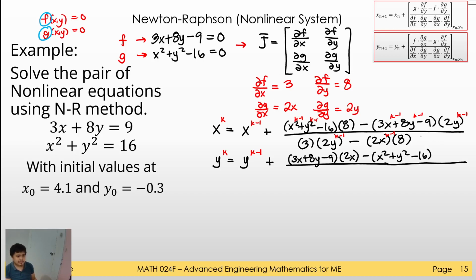Where is this? So we have 3. So 3. And then over, both of the iteration functions have the same denominator, so we can just write this down again, no? So we have 3 times 2y and 2x times 8. Okay, so what strategy should we use here, no?